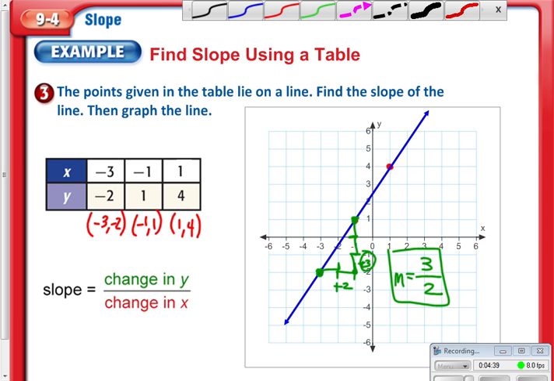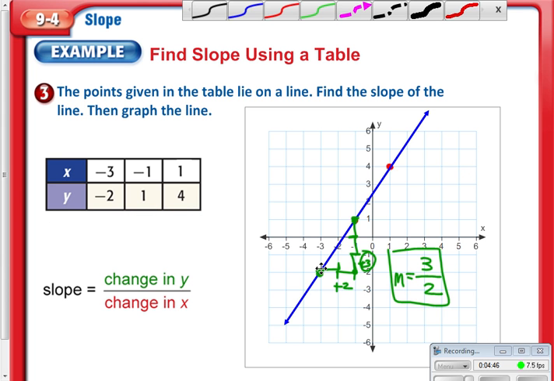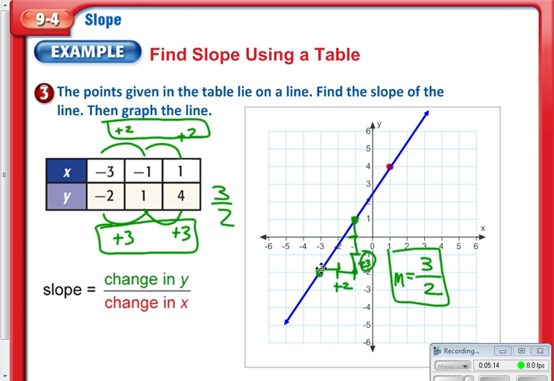Another way that you could check yourself is with the tables here. If we use this table, from -3 to -1, that went up 2. From -1 to 1, up 2. Down below, -2 to 1, up 3. 1 to 4, up 3. If you look at this, your y value is 3, and your x value is 2. So again, 3/2, just another way to find things out, table or graph.